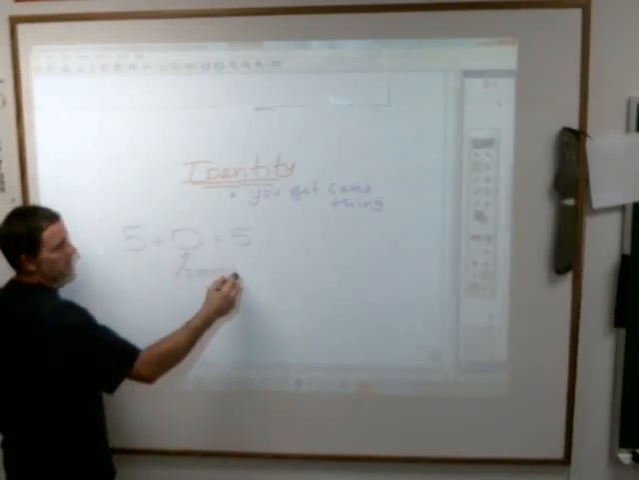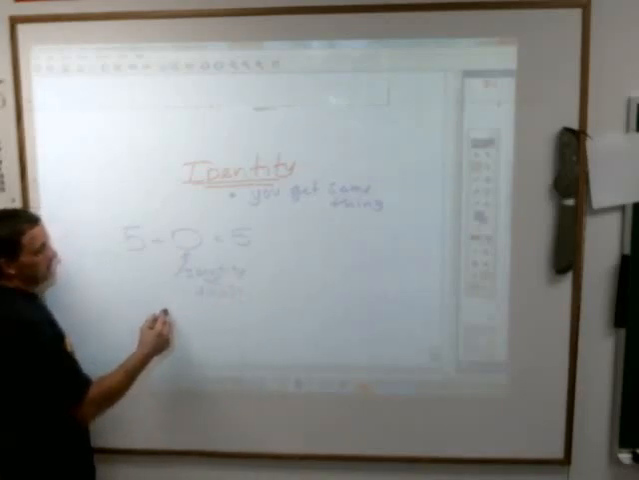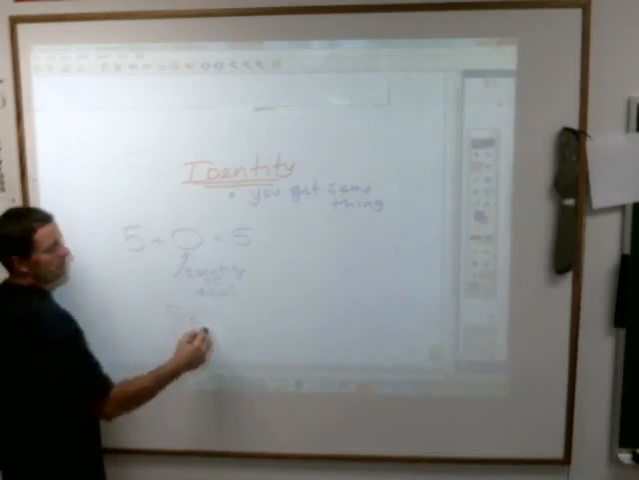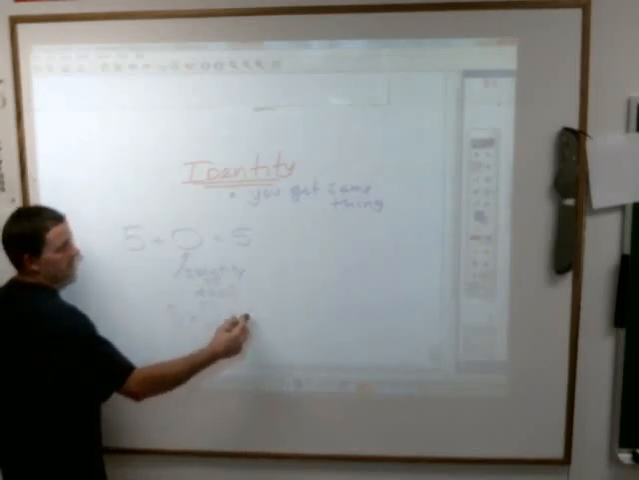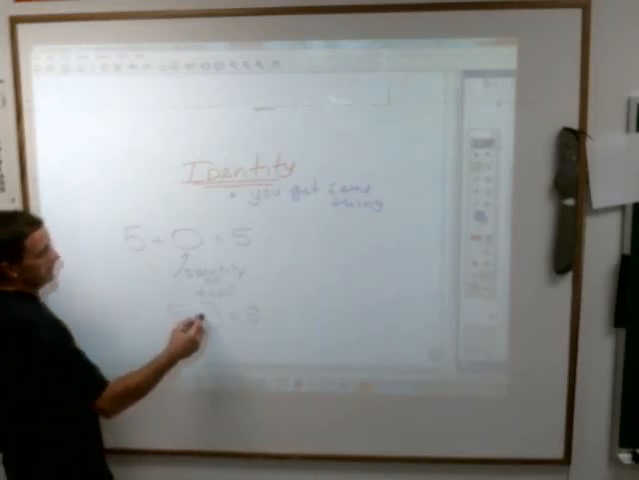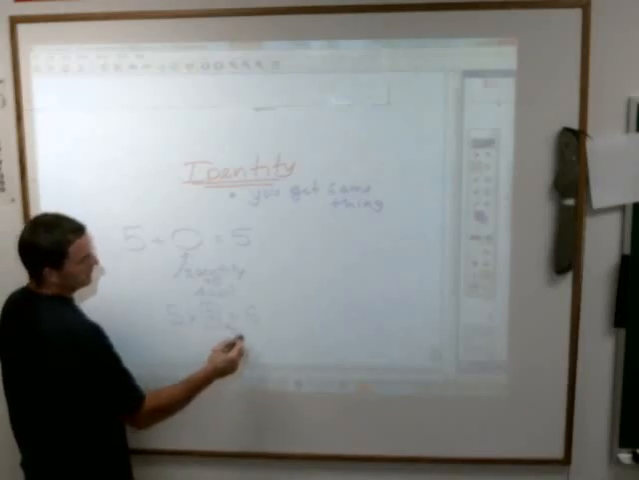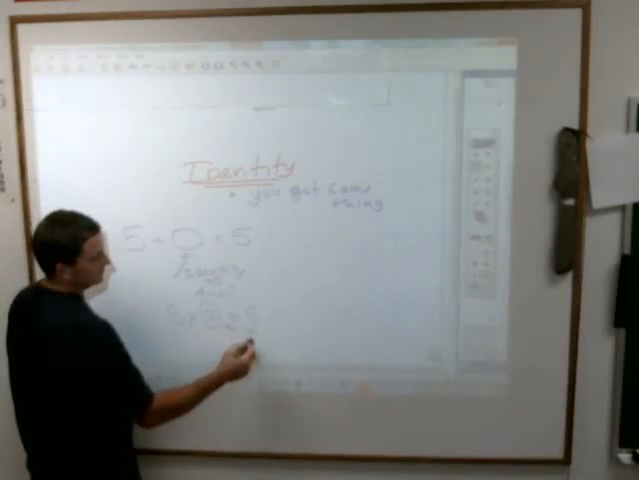Now that's not the same as the identity property of multiplication, because if you think about 5 times what number gives me 5, it's not 0. The identity property says you multiply by 1. So by 0 it's addition, by 1 it is multiplication.